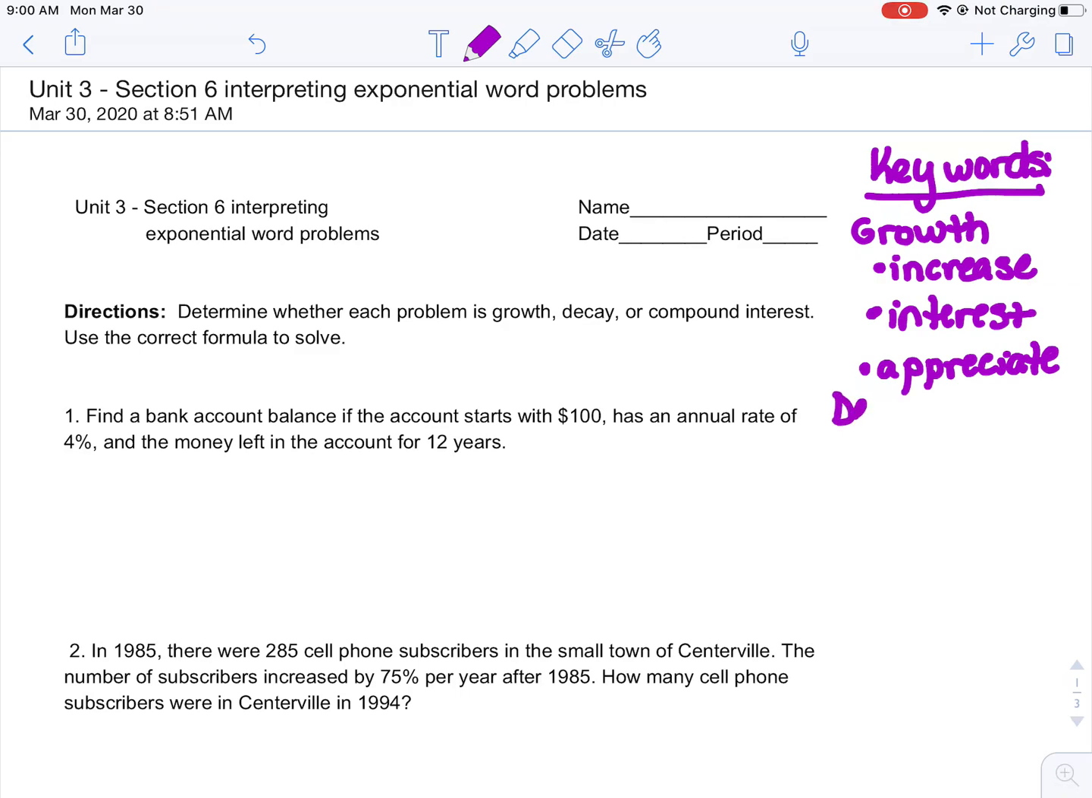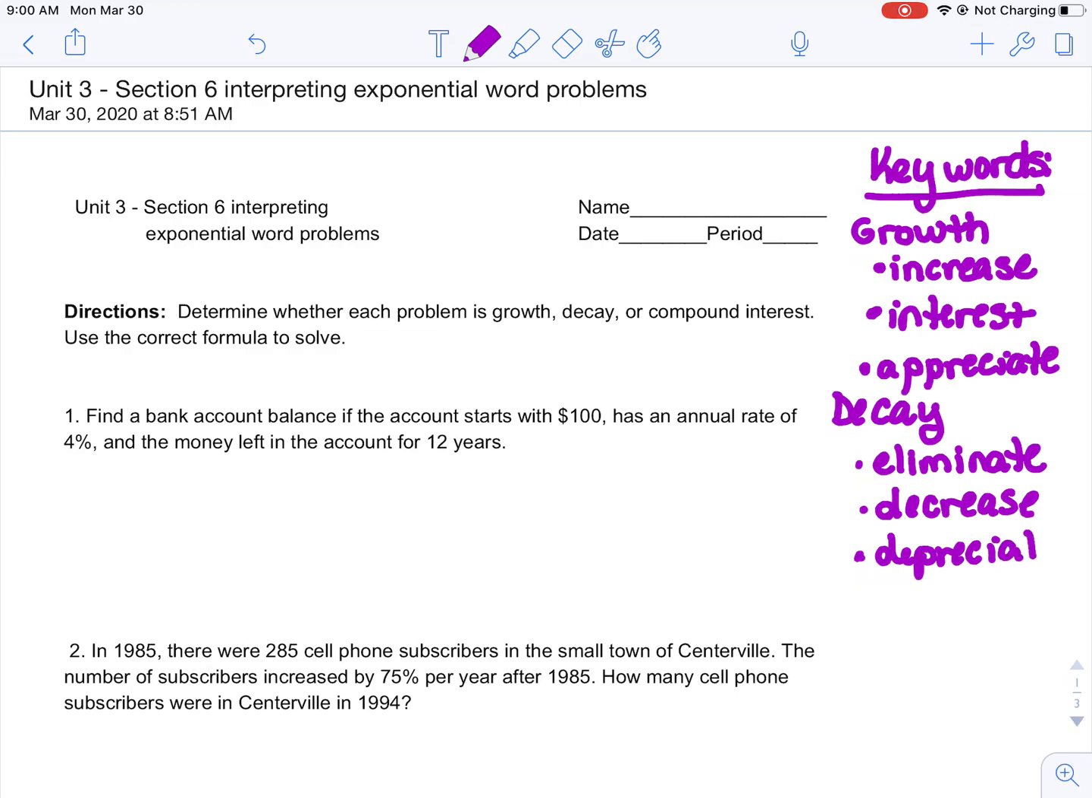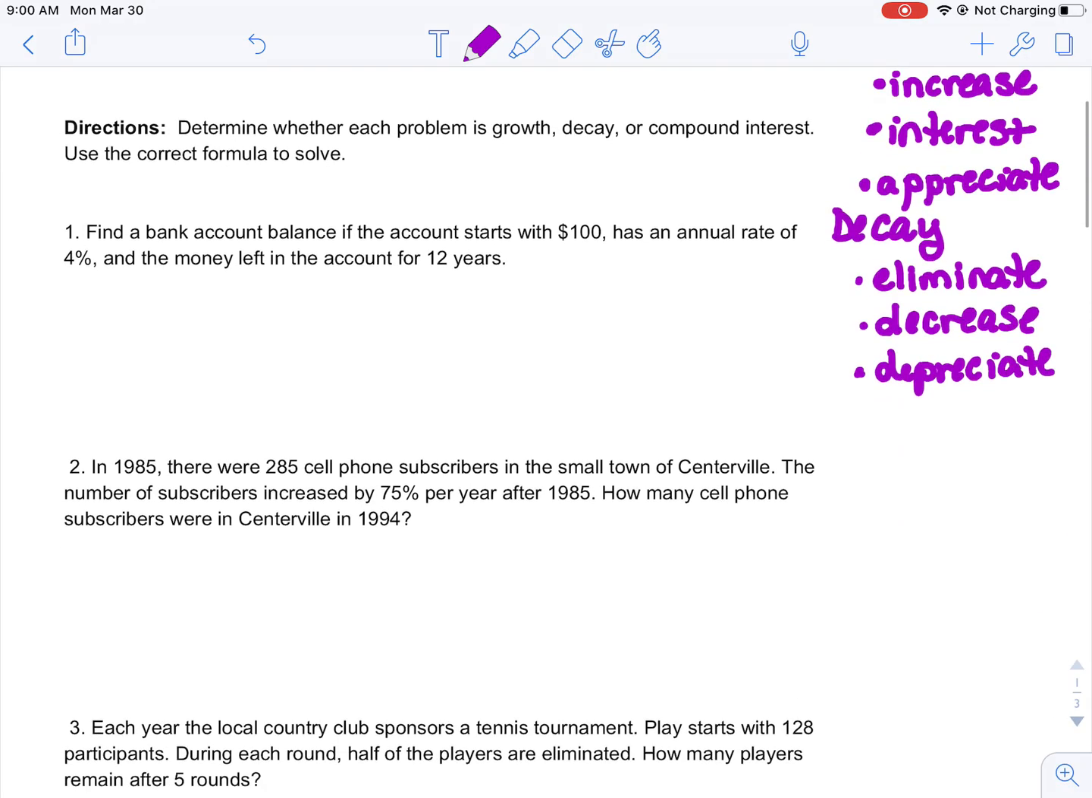For the decay equation, we're going to look for eliminate, decrease, and depreciate. If we're talking compound interest, there's only one thing you're looking for: interest compounded. If you see the word interest and compounded, we need to go to interest compound.